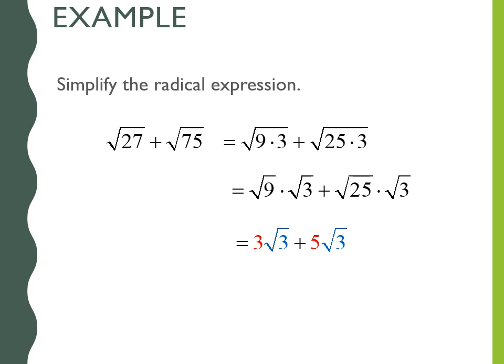Now, because my index and my radicand are the same, I'm just going to add 3 plus 5, which gives me 8 square root of 3. Ta-da!